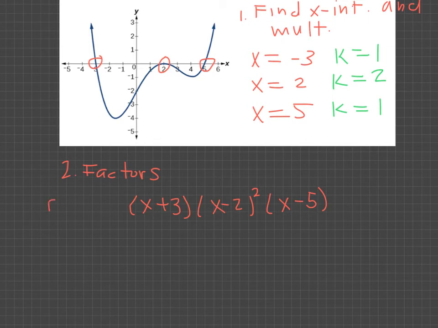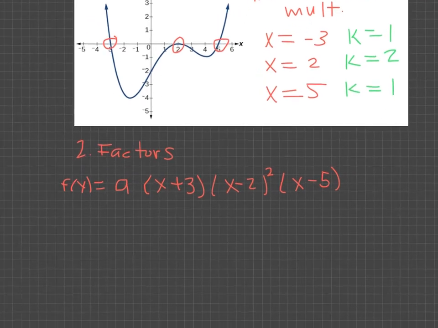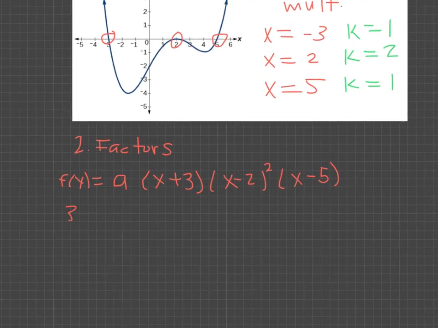Okay, this gives us the function, or a start to the function. So we can write down f of x equals. Now, what we don't know is there might be some multiplier out in front. We're just going to call that a. The last thing we need to do here is solve for what that a might be. And we're going to do that by using the y-intercept.